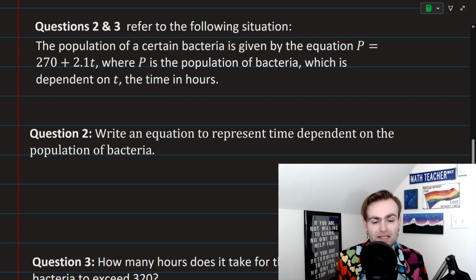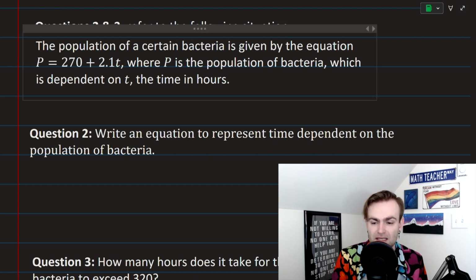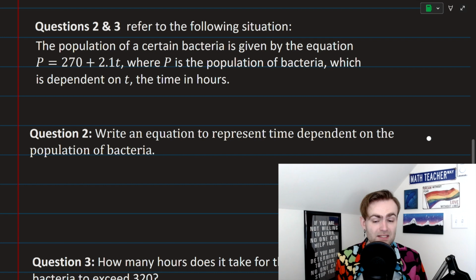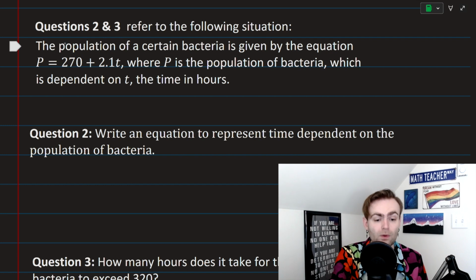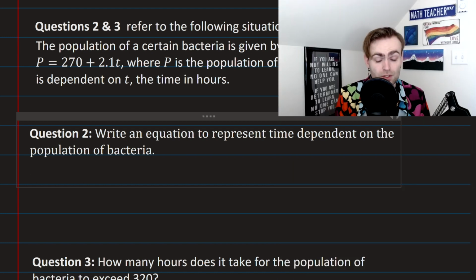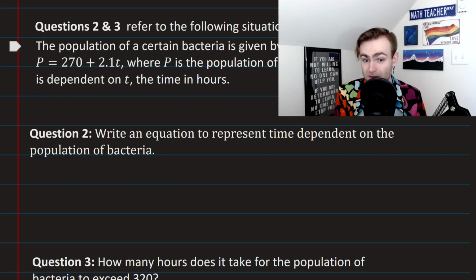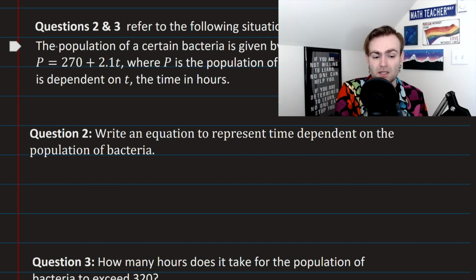Questions 2 and 3 refer to an actual situation. The situation being talked about is a population of bacteria, which is given by the equation p equals 270 plus 2.1t, where p is the population of bacteria, and it's dependent upon time in hours. We can see that p is solved for, and t is part of the equation. That's what it means to be dependent on. Question 2 is asking us to write an equation to represent time dependent upon the population of bacteria, which means it's asking us to switch, so that t is all alone, and it's dependent upon a population which we could plug in.